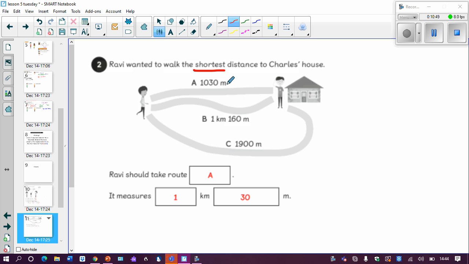This one is written in meters. This one is kilometers and meters. So this is the one that you would need to convert. Ravi should take number A because this one is the shortest and it measures 1 kilometer and 30 meters. So actually Maths No Problem has converted these two into kilometers and meters. Give yourself a tick if you have that right.